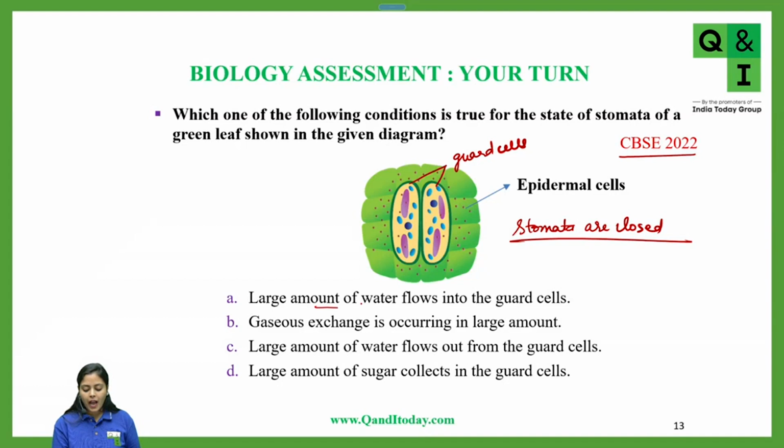So see, large amount of water flows into the guard cells. No, this would lead to opening of the stomata. So this process was not occurring. Next, gaseous exchange is occurring in large amount. No, obviously the stomata are closed. That means no gaseous exchange is occurring. Third, large amount of water flows out from the guard cells. Yes, we know this because whenever water flows out of the guard cells, then only the stomatal pore gets closed. The guard cells would get shrunk and the stomatal pore would get closed.